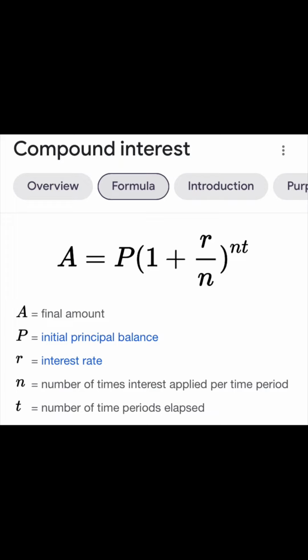A equals P in parentheses 1 plus R over N in parentheses to the NT power. A equals final amount, P equals initial principal balance, R equals interest rate, N equals number of times interest applied per time period, and T equals number of time periods elapsed.